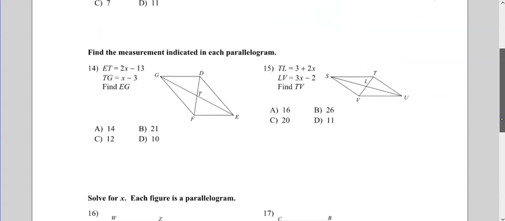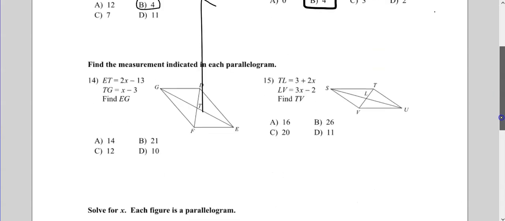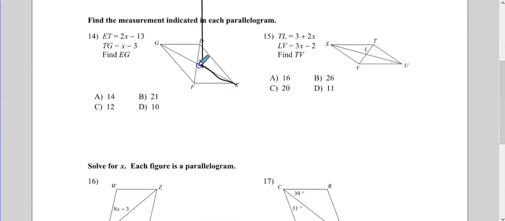Next one, careful. ET, that's this piece right here. This piece right here, which is 2x minus 13. TG is this piece right here, which is x minus 3. Now remember, we just have 2 parts, not the whole thing. So literally, it's just this part equals that part. We could put an equal sign right there. But it's kind of messy doing it there, so we're just going to rewrite it.